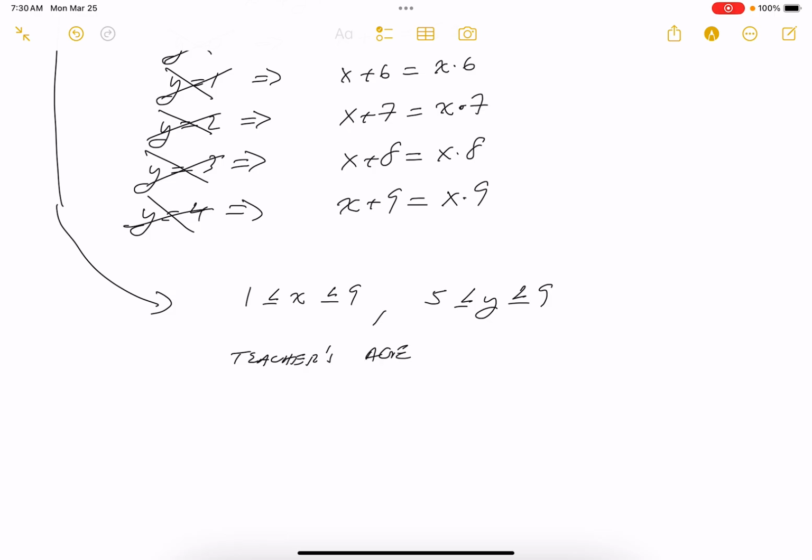The teacher's age is, let's take a look. It's going to be 10x plus y. All right? Now, in 5 years from now, what's going to happen? So I'll put 5 years from now. How old is the teacher going to be? Well, it's going to be 10x plus 1 plus y minus 5.